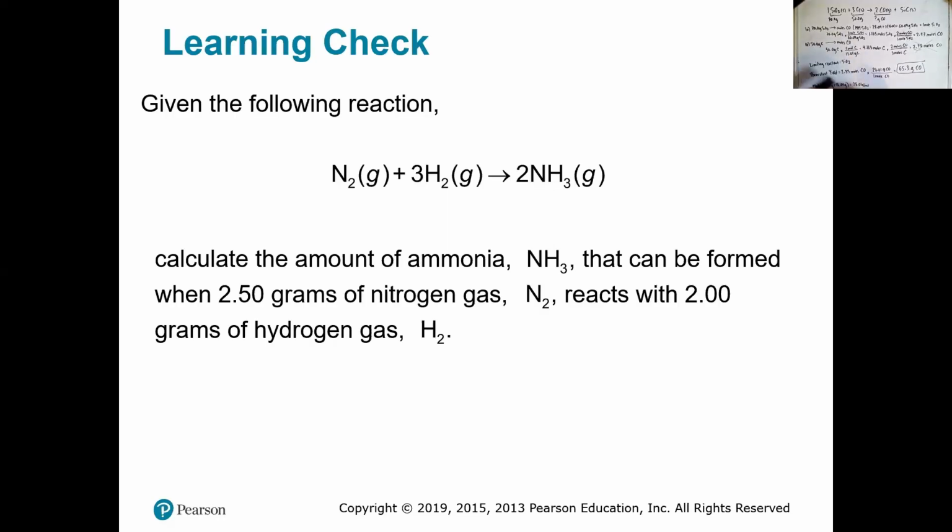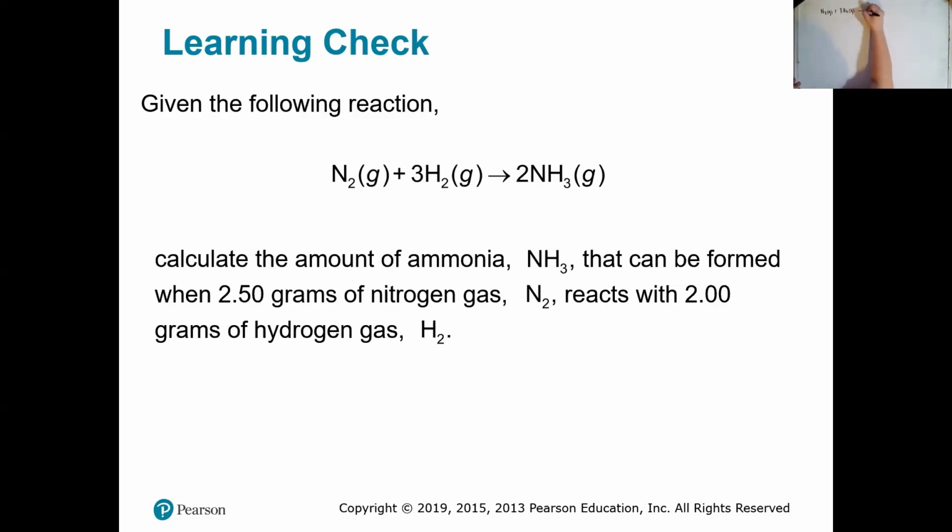Here we go. Take a look at that question. In the following reaction, they give us the ammonia reaction again. Calculate the amount of NH3 that can be formed when 2.50 grams of nitrogen gas reacts with 2 grams of hydrogen gas. So again, in this question, nowhere did they specifically mention the words limiting reactant or theoretical yields. But they gave us 2 amounts of our reactants.